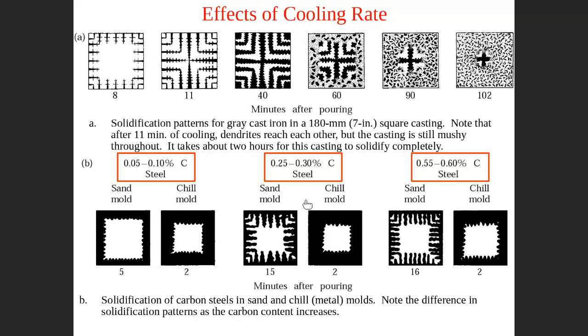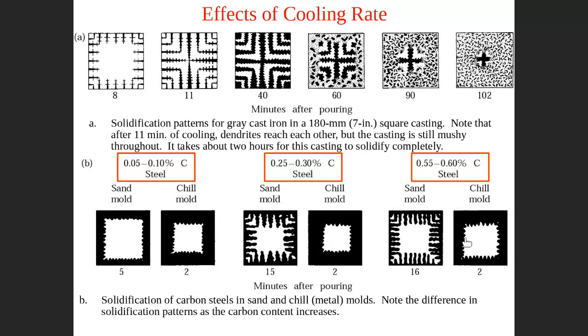When you increase the percentage of one material in another, then you get different behavior. Different materials have different behavior because certain materials have a higher melting temperature, another material has a lower melting temperature, so you get different behavior. So at low carbon content here, you can see this is the behavior of the material. Here, whenever you have higher carbon content, this is the behavior here, the material is different.